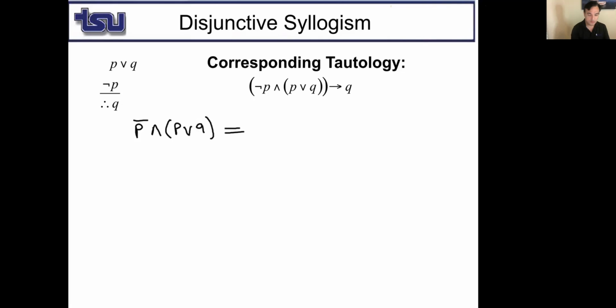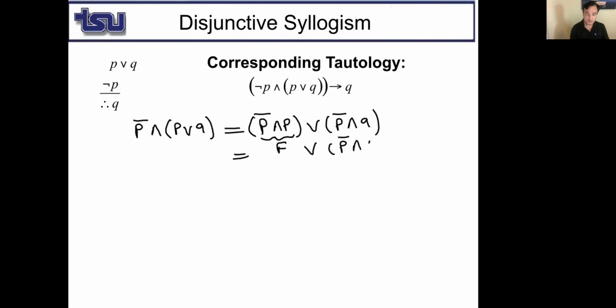is equal to what? P naught and P, or P naught and Q. Distributive property, and this one is false. False or P naught and Q. That means this is P naught and Q. Okay, and then if I go and do this, remember X implies Y is equivalent to what? Actually, X naught or Y. That's also what we know.